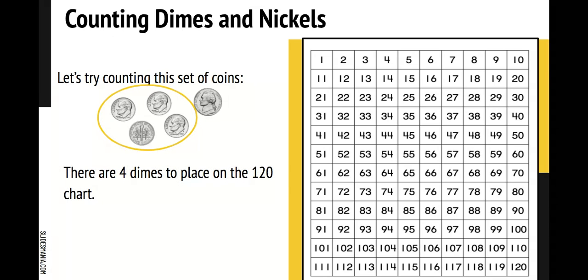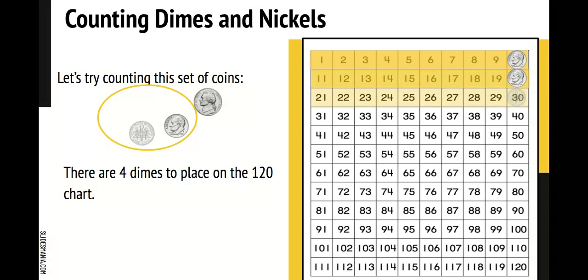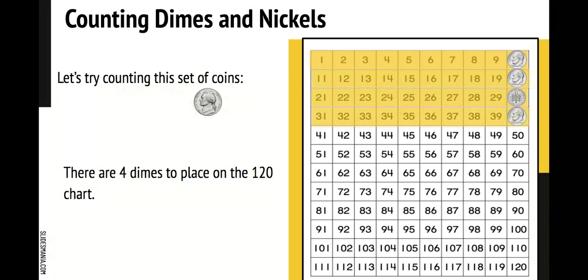So starting with the dimes, we're going to place these 1, 2, 3, 4 dimes on our hundreds chart. And you notice how they blocked out these numbers with yellow to show that this is worth 10, so I don't have to count these. I already know this is 10. So 10, 20, 30, and 40, because we can count dimes by tens.